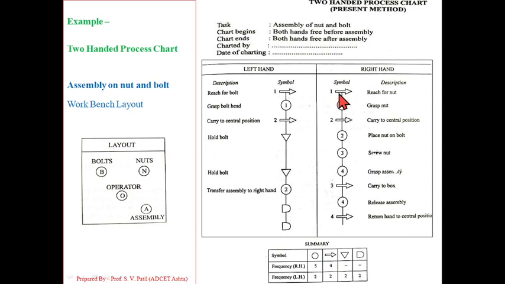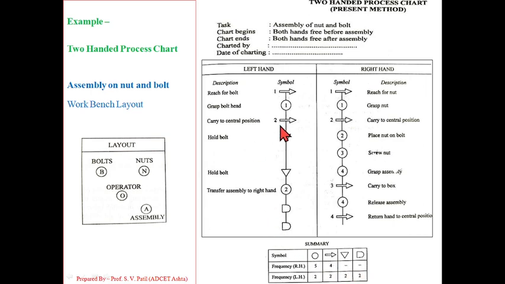Now the transportation symbol was used 4 times: first, second, third, fourth. So that is numbered as a 4. Then that inverted triangle we have not used anywhere over here, so there is a dash. There is also no delay, that's why there is a dash.